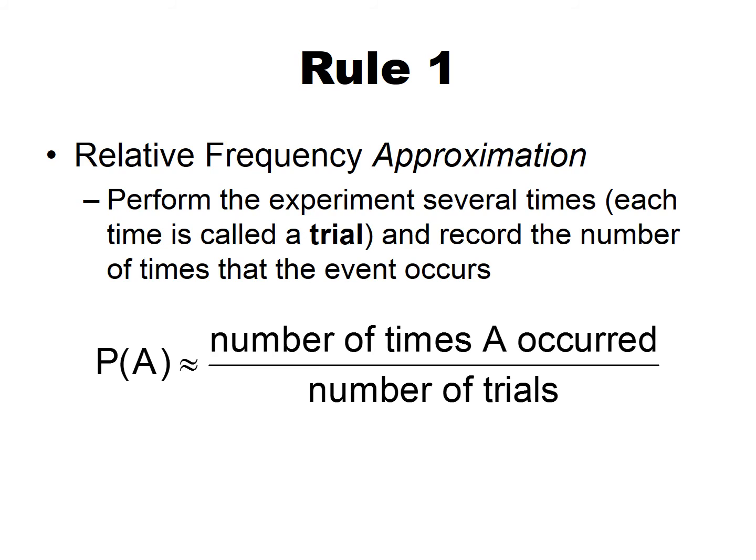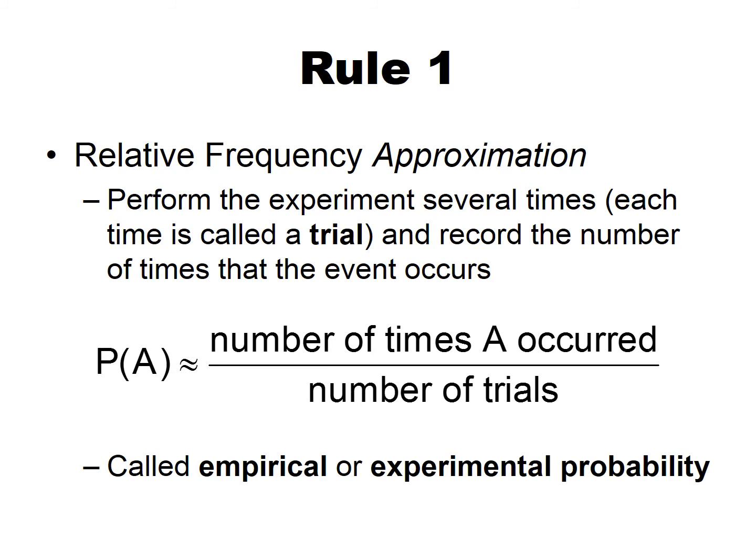But remember that this gives us at best an approximation. And this approximation that we get is called the empirical, or also called the experimental probability.